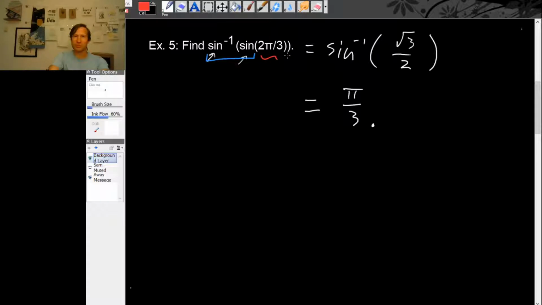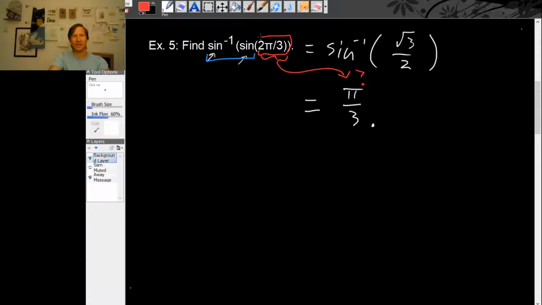Shouldn't those two undo each other and just produce the input value that you started with? So, well, that didn't happen. Why is it that we got pi over 3 here instead of 2 pi over 3? Shouldn't the inverse sine and the sine just cancel and give us 2 pi over 3? Well, it's not quite so simple.